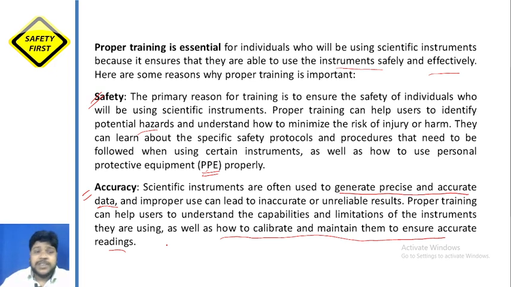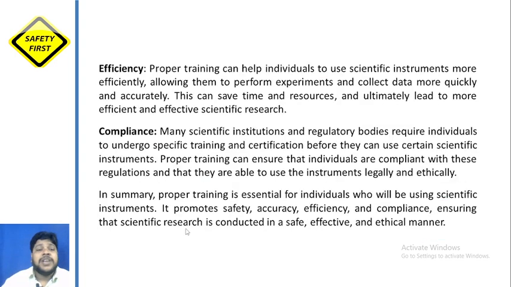Safety and accuracy, these are two points which we discussed on why proper training could be very helpful. And there are other two things we need to look at. Efficiency. If a trained person is doing some work, it will be very efficient. Proper training can help individuals use scientific instruments more efficiently, allowing them to perform experiments and collect data more quickly and accurately. This can save time and resources and ultimately lead to more efficient and effective scientific research.